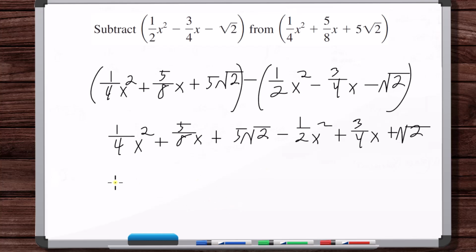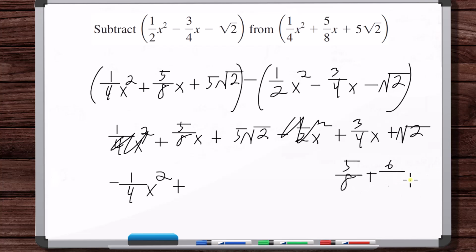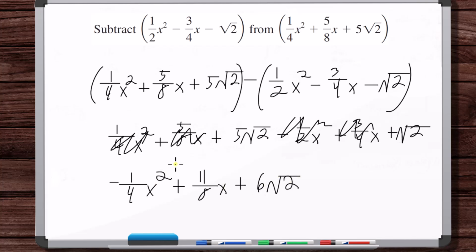Okay, 1/4 minus 1/2. Okay, 5/8 plus 3/4 would be what? So 5/8 plus, let's see, 6/8, that's 11/8. Okay, 5 root 2 plus root 2 is 6 root 2. And there we go.